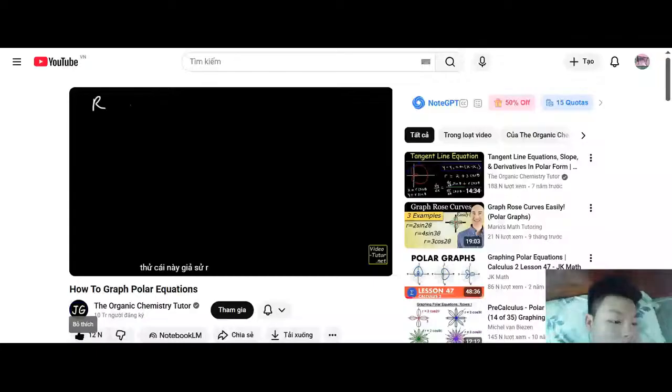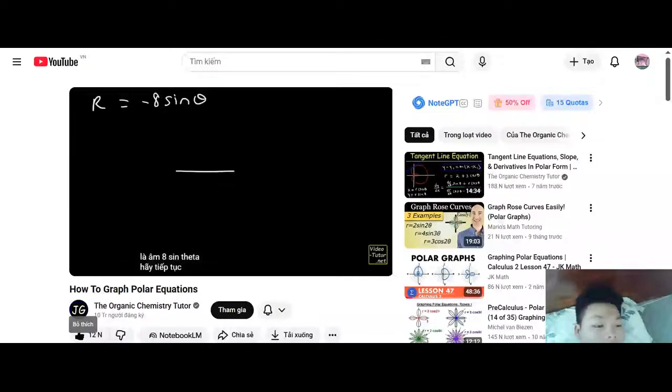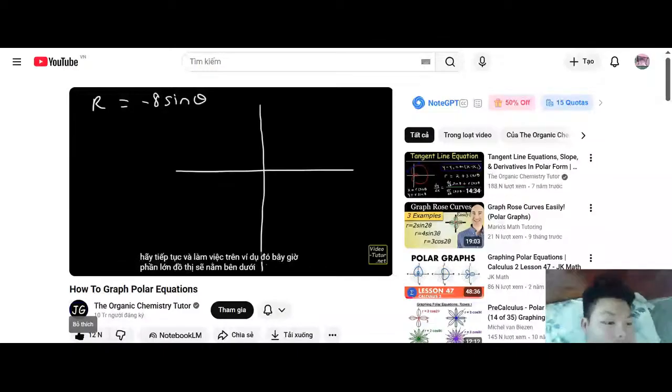Try this one. Let's say r is negative 8 sine theta. Go ahead and work on that example. Now the majority of the graph will be below the x-axis. I'm going to focus on that. So let's travel 8 units down.